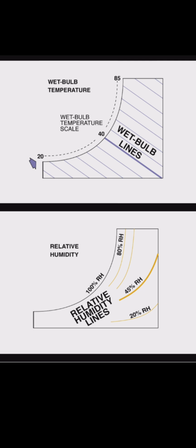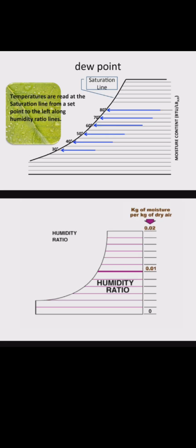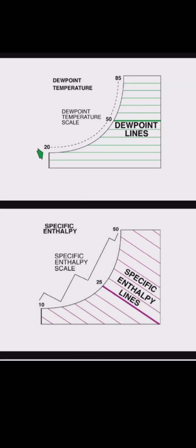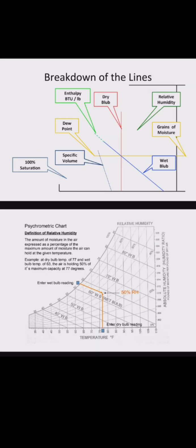Psychrometric chart, based on a barometric pressure of 101.325 kilopascals at sea level. Dry bulb temperature. Wet bulb temperature. Relative humidity. Dew point temperatures are read at the saturation line from a set point to the left along humidity ratio lines.